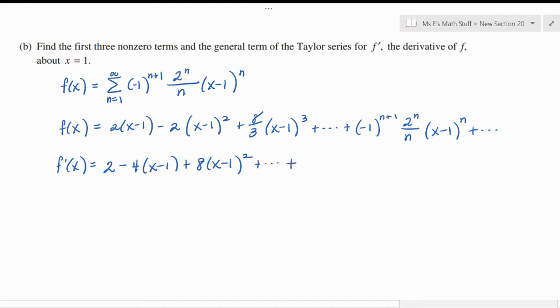Now the derivative with respect to x of the general term, you'd treat everything else as constants. And so you'd end up with (-1)^(n+1) times 2^n over n times (x - 1)^(n-1). You, of course, can simplify that by canceling the n's out. So I'll just write that a little bit neater.